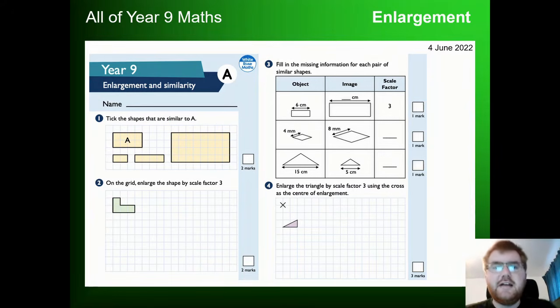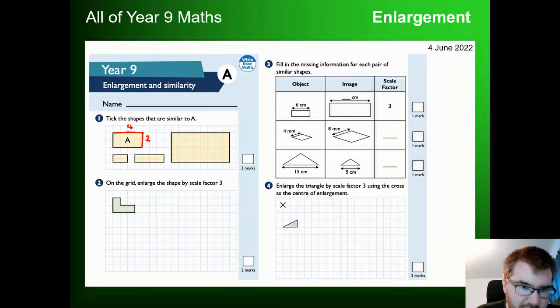Okay, so now let's look at some enlargements. So let's get started. You tick the shapes that are similar to A, so in the same proportion. If we look at A, notice how many squares we have across, that's going to be 4, and how many squares down, that's 2. So we want any rectangle here that is in the same proportion.